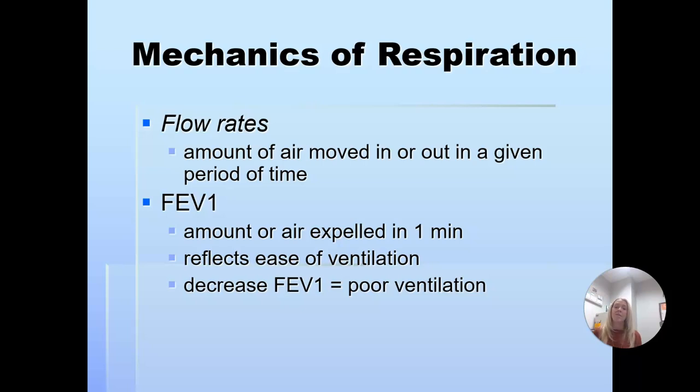Flow rates are the amount of air moved in or out in a given period of time. FEV1 is your forced expiratory volume. It's the amount of air expelled in a minute. It reflects the ease of ventilation, and a decrease in FEV1 indicates poor ventilation. They often use this and compare it with your forced vital capacity, which are values that we'll review in just a minute. Your FEV1 over your forced vital capacity should be greater than 70%.